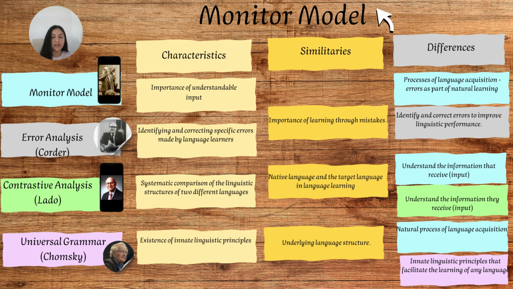Starting with error analysis, both theories recognize the importance of learning through errors. In contrastive analysis, both theories consider the influence of differences between the native language and the target language in language learning. Lastly, with universal grammar, they share a focus on the innate principles that govern the fundamental structure and acquisition of language in all human speakers.